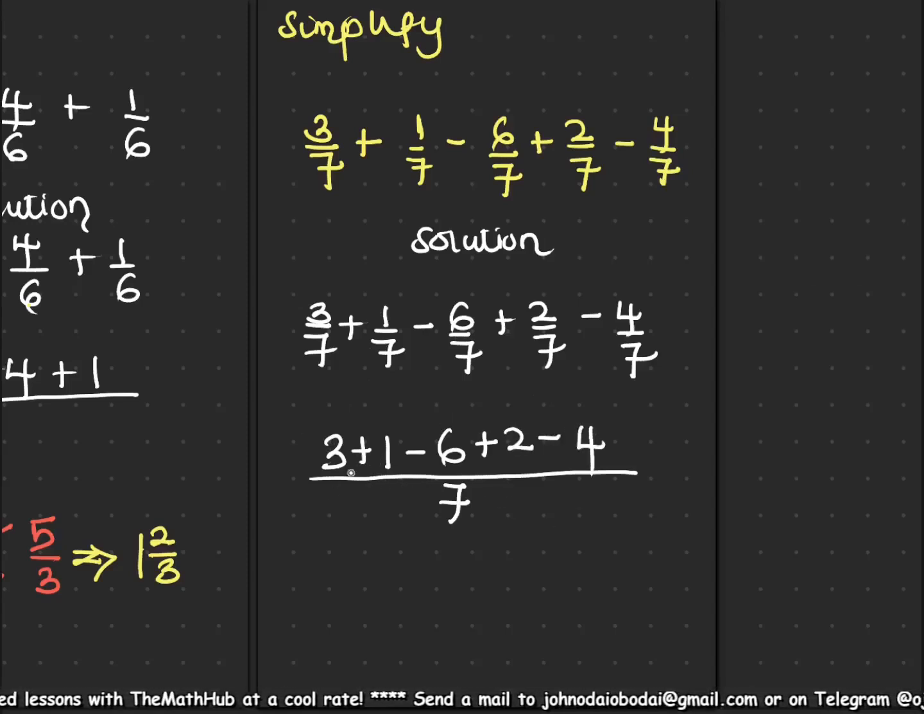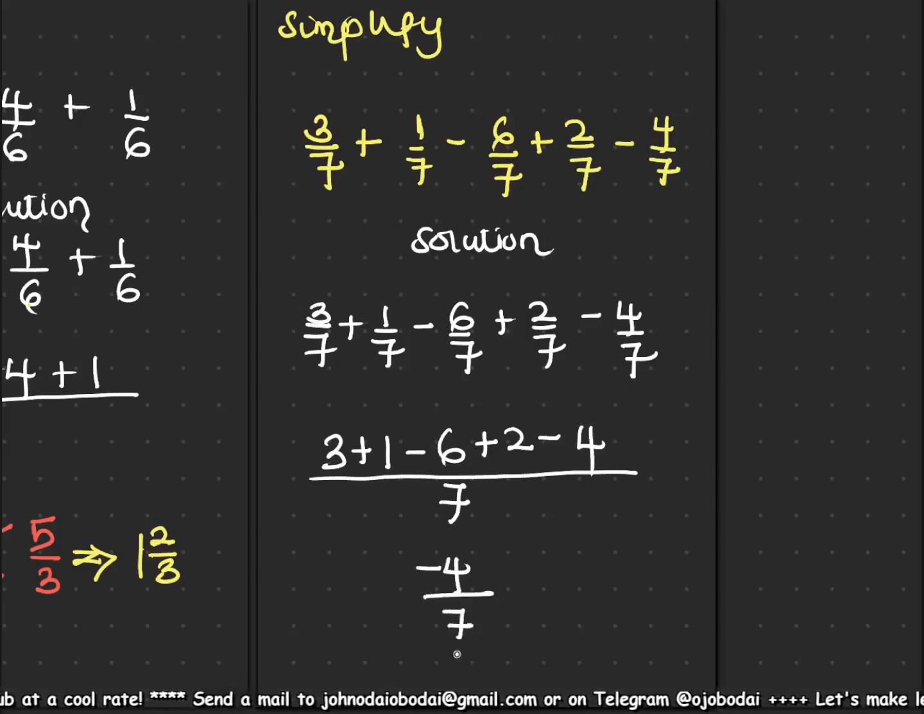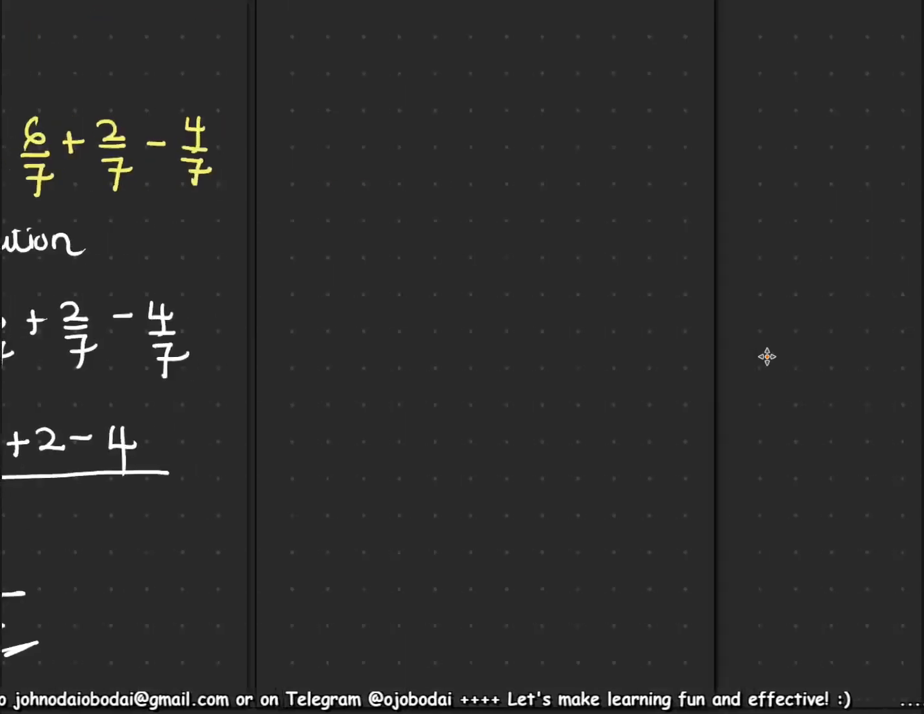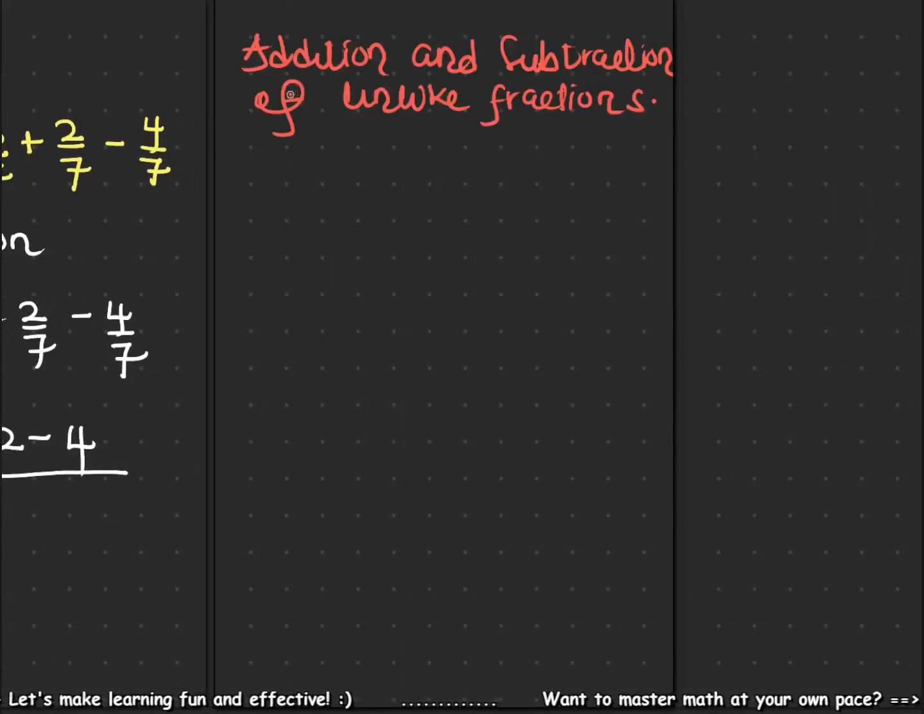3 plus 1 gives us 4. 4 minus 6 gives us negative 2. Negative 2 plus 2 gives us 0. Then we have negative 4 over here. So negative 4 all over 7. That is our final answer. So as you have seen, addition and subtraction of like fractions can be very, very easy. Hence, let's look at how we add and subtract unlike fractions. So, addition and subtraction of unlike fractions.